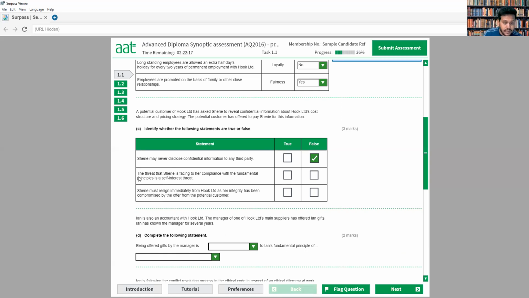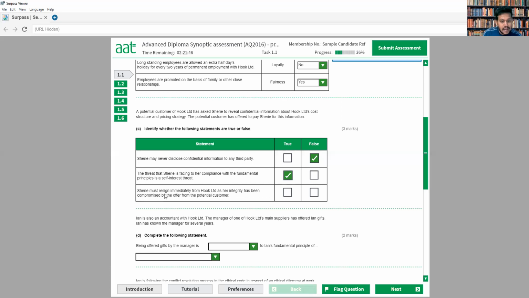The next one we have here: the threat that Siri is facing to her compliance with the fundamental principle is a self-interest threat. That's true, because they are saying, I'll give you some money. So Siri will get some personal benefit if she discloses the information. So obviously, if she is personally getting a benefit because of sharing or disclosing the information, this is self-interest. I have my own interest.